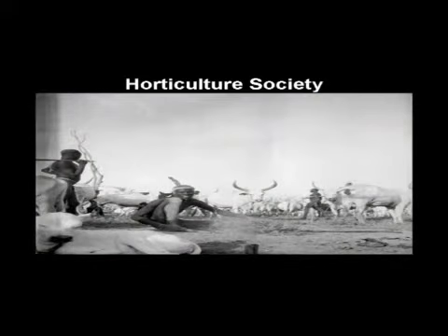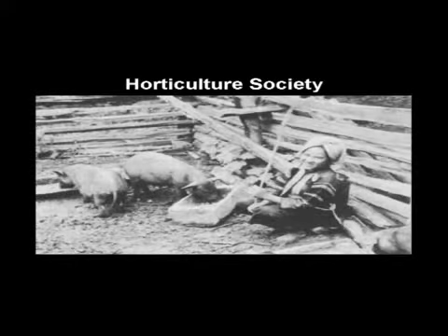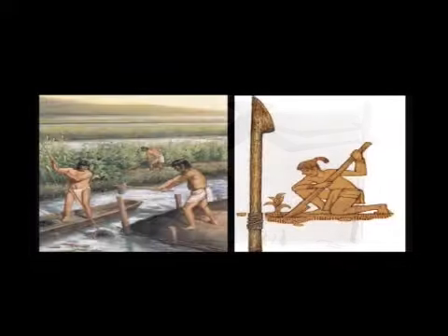The second one is horticultural societies. The hunting stage was followed by horticultural society. In this stage, men learned to cultivate crops in their lands and domesticate animals. The technology to cultivate crops was limited to digging sticks. The knowledge of agriculture was also very much limited.